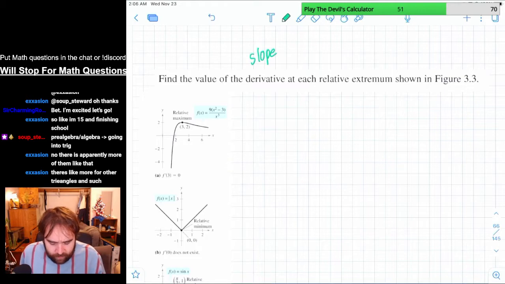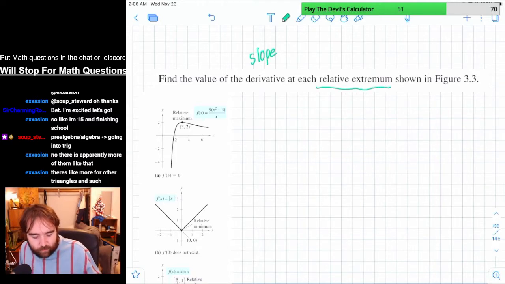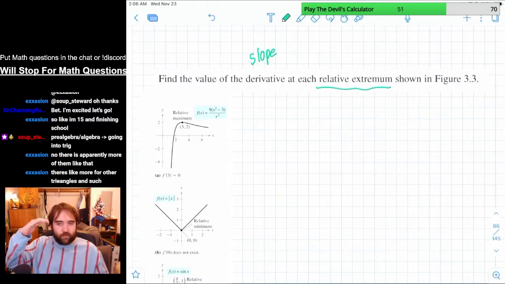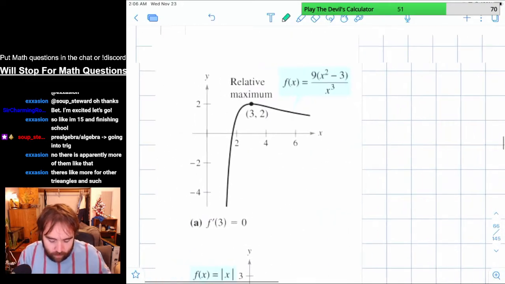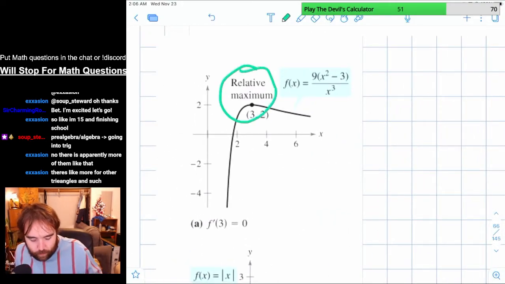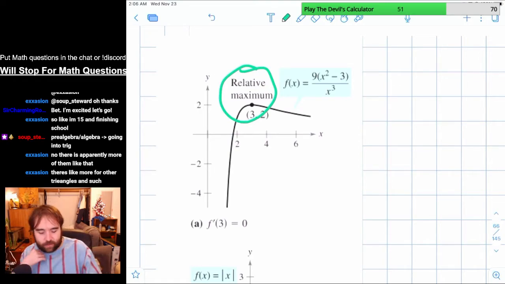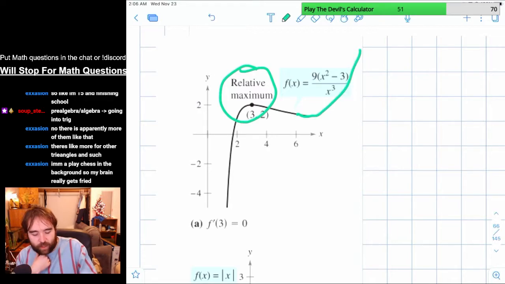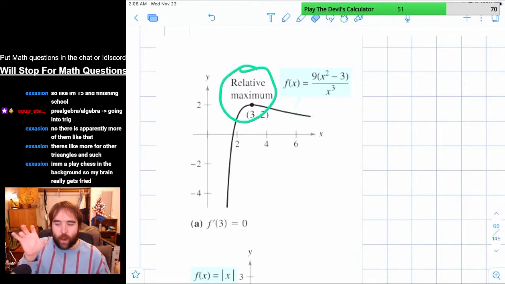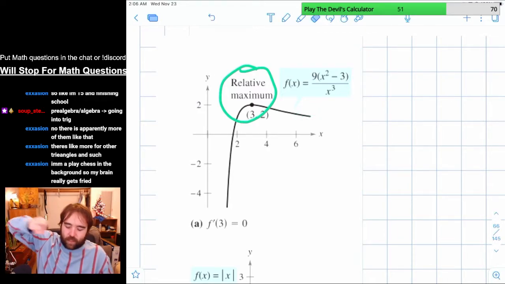Example 1, find the value of the derivative at each relative extremum. So I guess vocab, relative extremum, what does that mean? Just relative maximum, relative minimum. If those words don't sound familiar, well, they actually tell you right here. Here's your relative maximum. See, it's just like on that part of the graph, it's just the highest. Like maybe it comes up here later, but we don't care. It's a relative maximum, just means it has a little peak there.